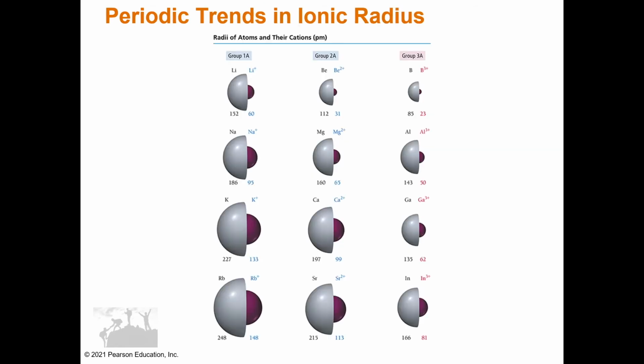This is a very nice picture showing cations compared to their neutral atoms. All the cations are smaller in size compared to their atoms. Also note, going down a column, the ionic radius is increasing. Also moving from left to right across the period, you could see that the atomic radius is decreasing.